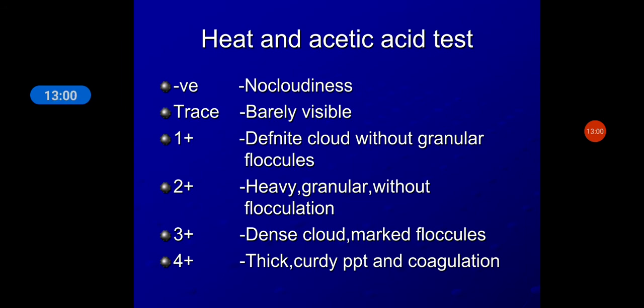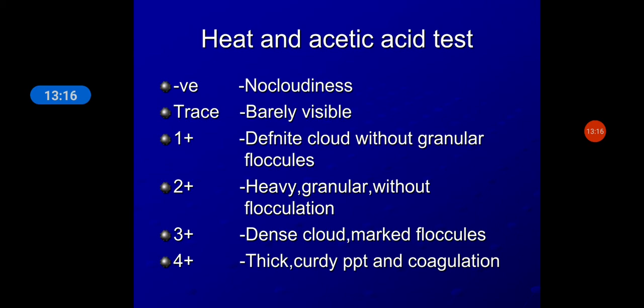Right, so how will you grade proteins? You will grade proteins as negative, which means there is no cloudiness. Trace means cloudiness is barely visible. This is important for you. Then 1 plus, 2 plus, 3 plus and 4 plus, depending upon the flocculation present.